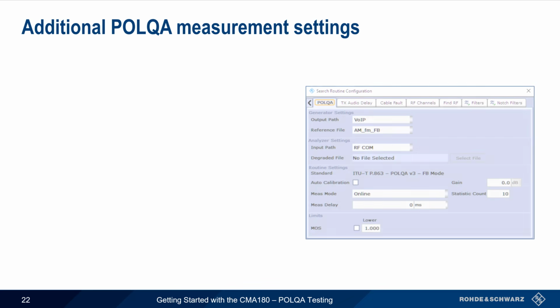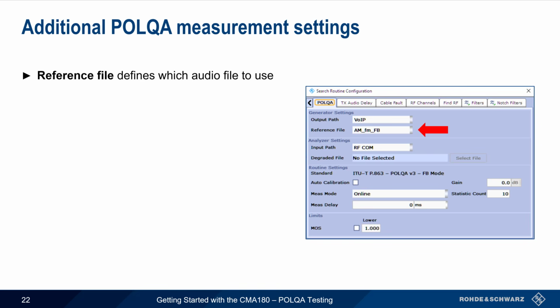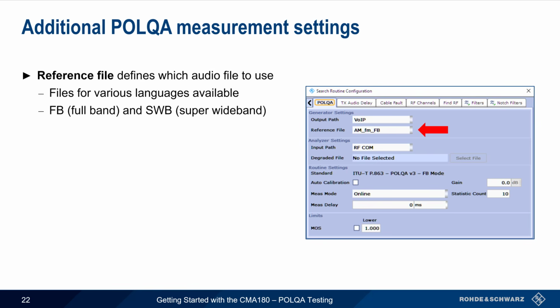Now let's return to the POLQA measurement settings screen and discuss some of the other parameters found here. The reference audio file used for the test can be user-selected. Files in various languages are provided in both full-band and super-wideband formats. As mentioned earlier, the number of test runs is defined by the statistic count parameter.